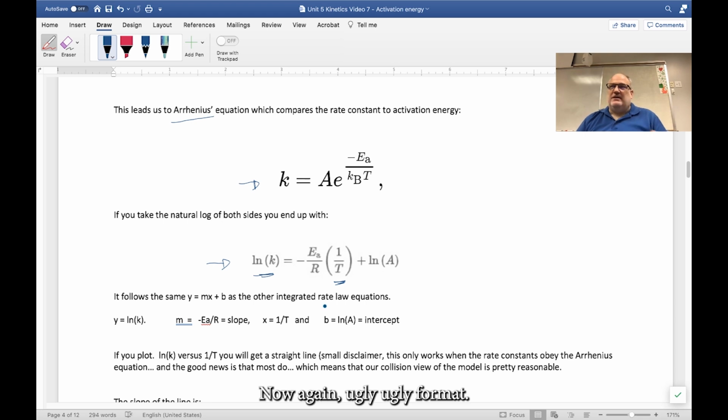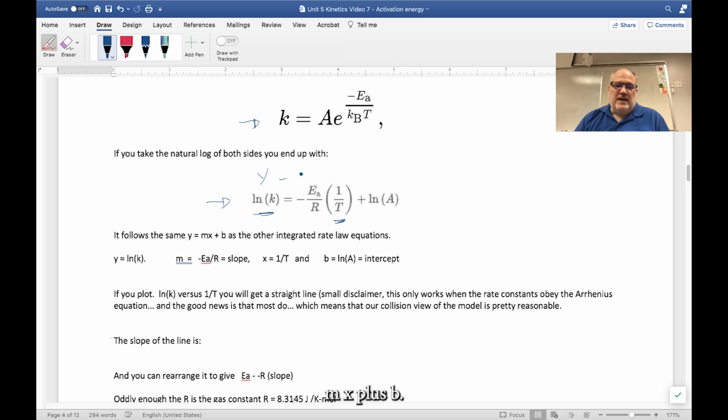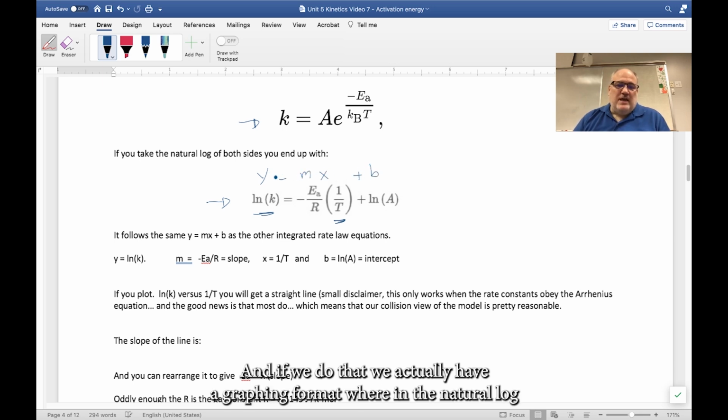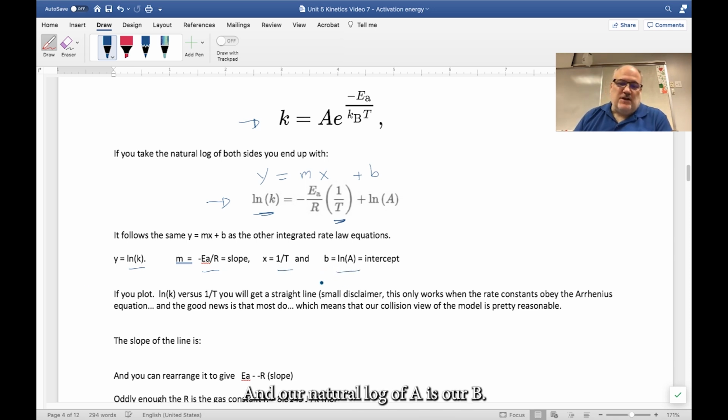Again, ugly format, but if we remember our graphs, aren't they y equals mx plus b? If we do that, we actually have a graphing format where the natural log of k is our y, negative E over R is our slope, 1 over T is our x, and the natural log of A is our b.